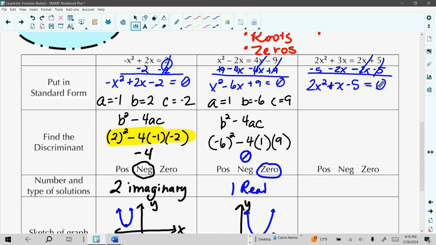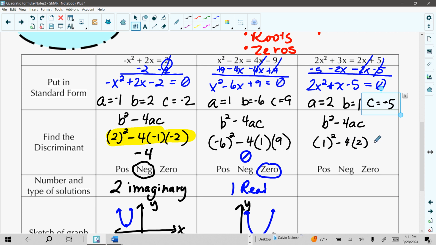All right, and then we need our A, B, C. So A is 2, B is 1, C is negative 5. Now we're putting it into the formula. I'm just going to go ahead and write the b squared minus 4ac. So that's 1 in parentheses squared minus 4 times 2 in parentheses, times negative 5 in parentheses. This comes out to be 41.